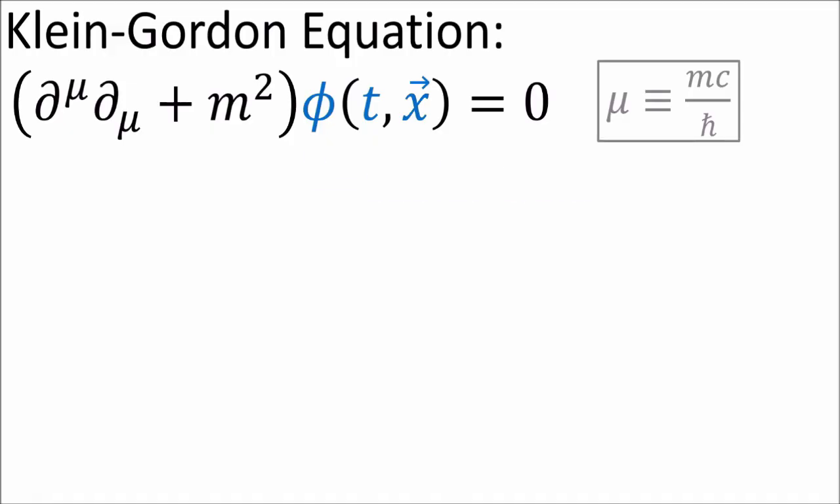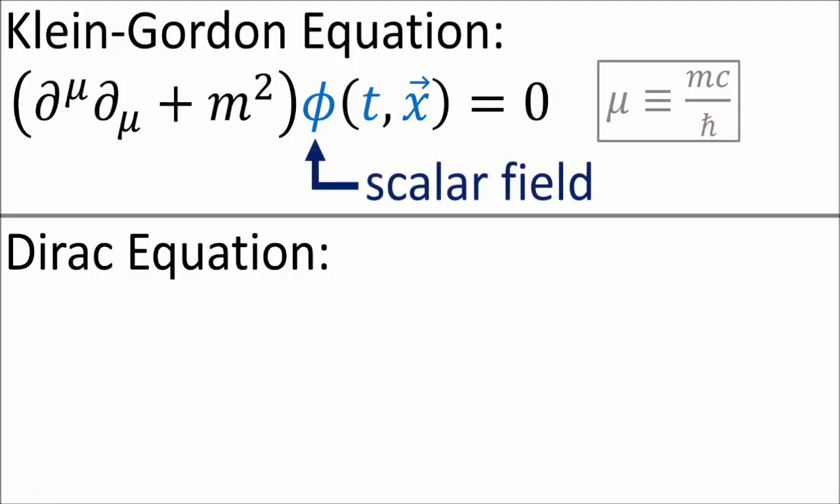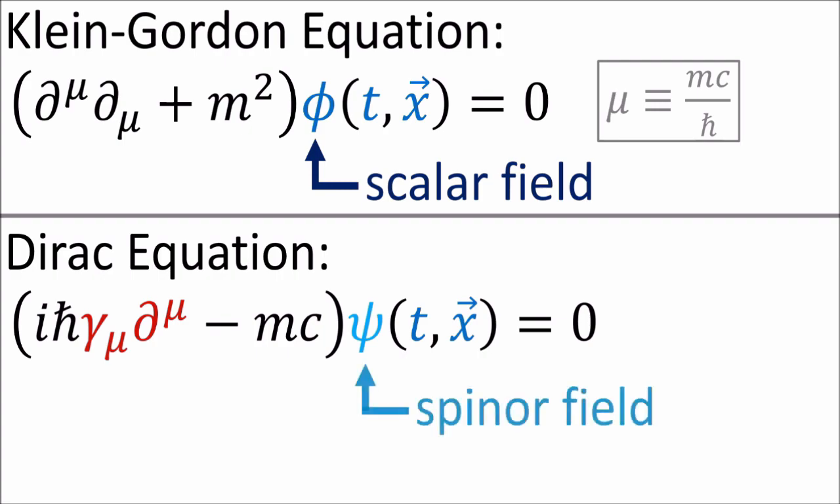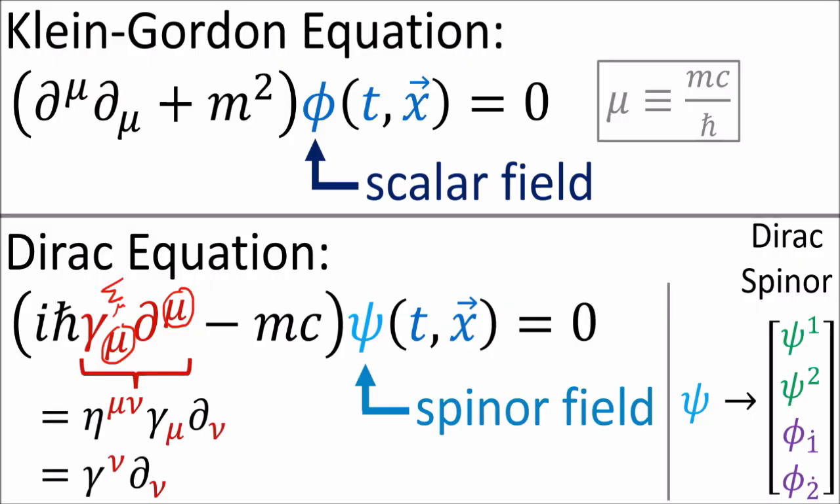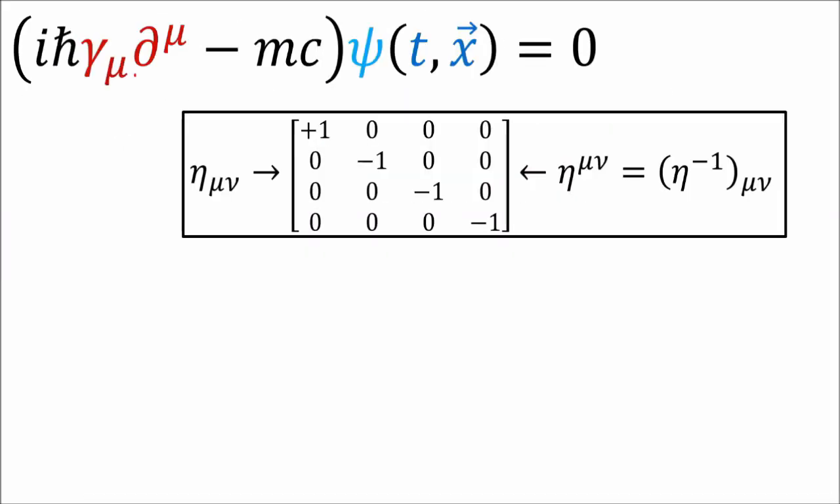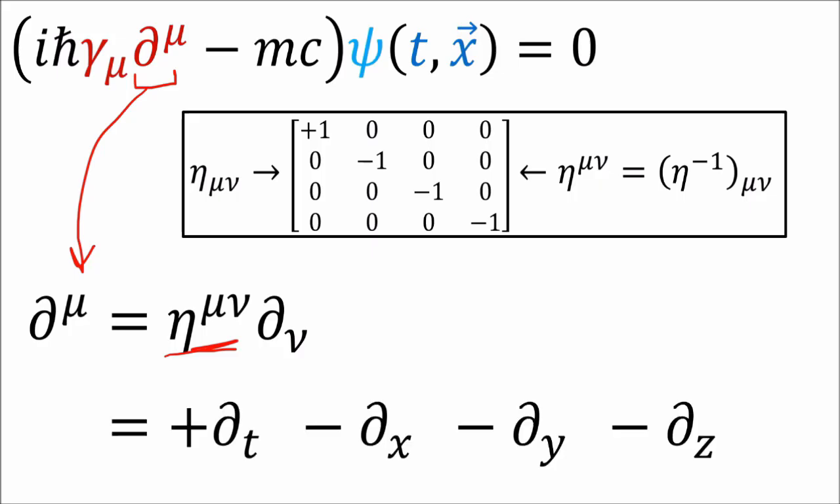The Klein-Gordon equation is a relativistic wave equation for a scalar field, and the Dirac equation is a relativistic wave equation for a spinor field. Here, psi is an object called a Dirac spinor. And remember, the fact that we have raised and lowered spacetime indices here implies that there is a summation going on. We can also raise and lower these indices as we please if we use a summation with the Minkowski metric. Raising or lowering indices with this metric basically means leaving the time component alone and applying minus signs to all the space components.